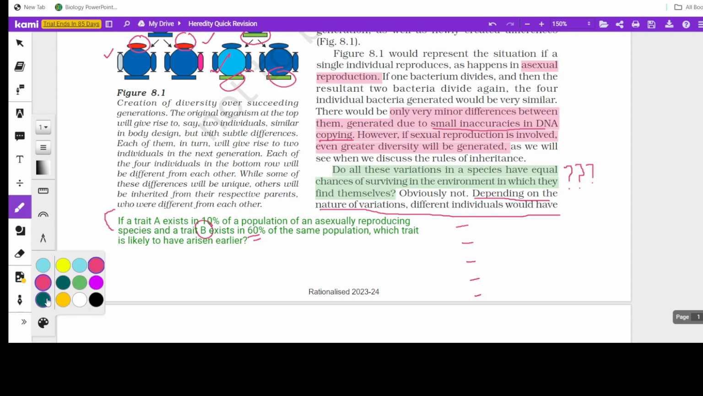If a trait is seen lately, that is the one which is recently formed. And if you find a trait in many generations, that is the one which has arisen earlier. Okay, so if you find a trait in 60% of a population, that trait is supposed to have arisen earlier, and if you see few organisms showing a trait, you can assume that that trait has recently formed or recently arisen.